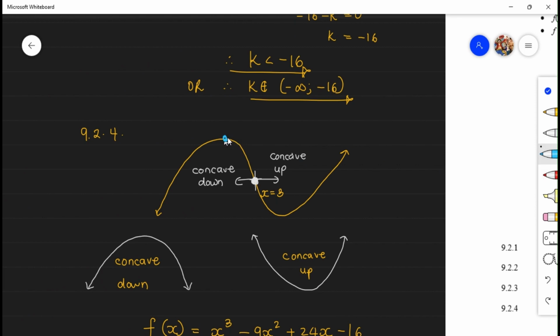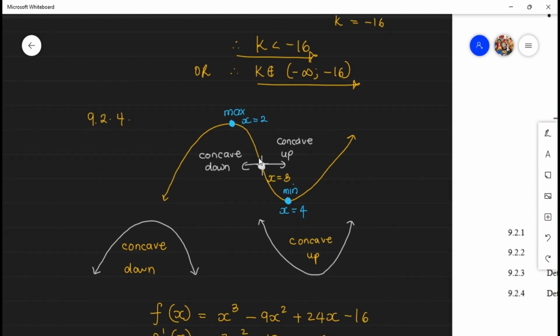So our maximum has x equals 2, and our minimum has x equals 4. Now we can calculate the point of inflection using these stationary points. Always remember that the point of inflection is the midpoint of your stationary points. Now, this applies to the x value. If you are calculating the x value of your point of inflection, it is the midpoint of your stationary points.